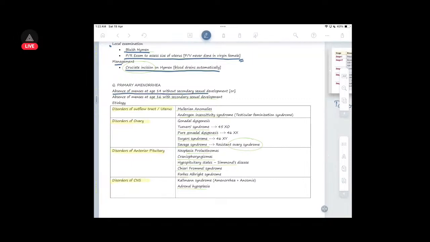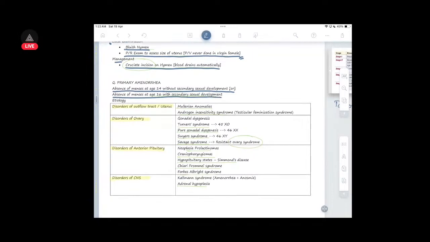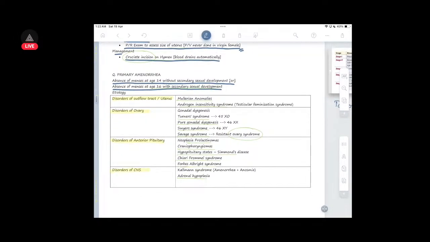Primary amenorrhea is absence of menses at age 14 without secondary sexual development, or absence of menses at age 16 with secondary sexual development. Etiologically, there are disorders of the outflow tract and uterus. Mullerian anomalies will be there. Androgen insensitivity syndrome will be there, also called testicular feminizing syndrome.